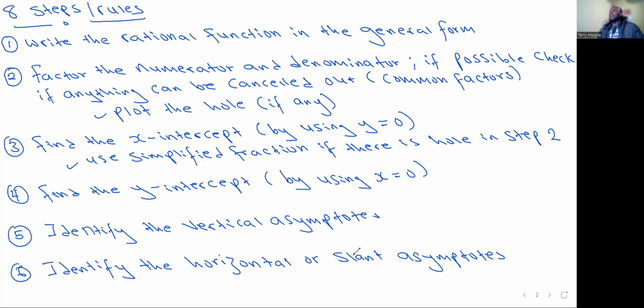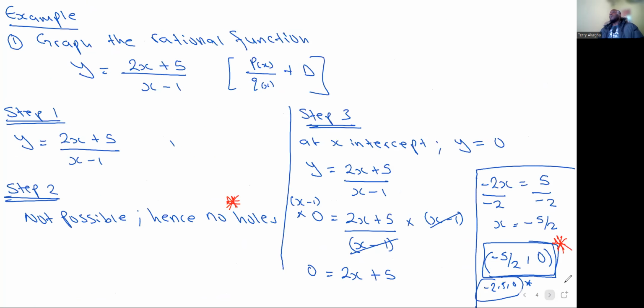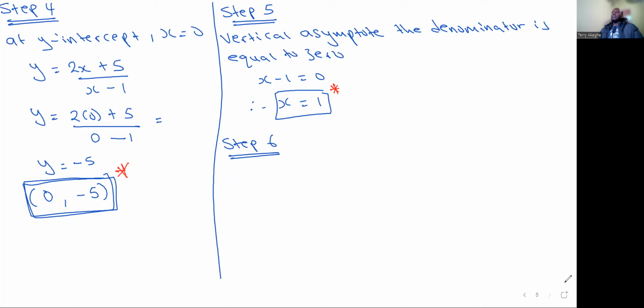We need to identify the horizontal asymptote or slant. So basically, in this case, we can have slant, but we're going to have horizontal because the degree of the numerator is equal to the degree of the denominator. You can see the degree of the numerator is 1 and the degree of the denominator is 1. So n is equal to d. We talked about this as well.